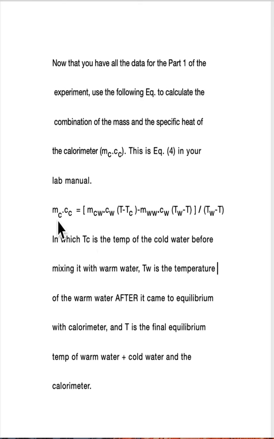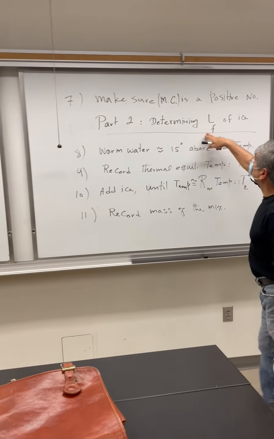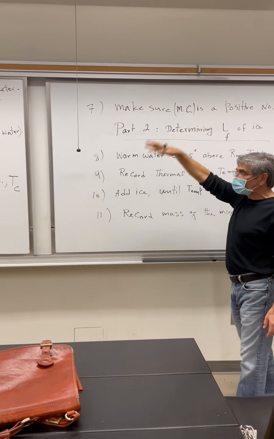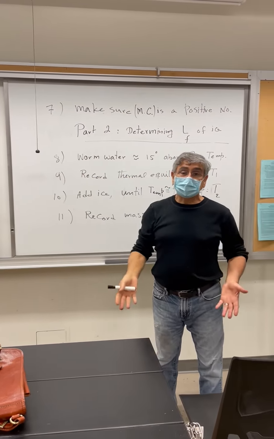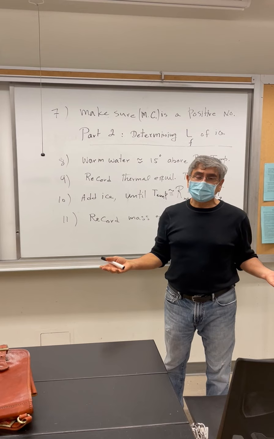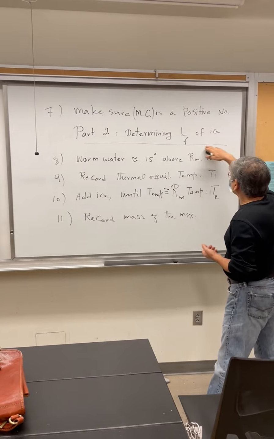And so now that you have calculated MC times CC, you're ready to continue with the second part of the experiment, which is finding the latent heat of fusion of ice. So let's continue with that. In here, part 2. Oh, by the way, we have to make sure that MC times CC that we calculate from the previous stage is positive. Because if it's not positive, that means there was too much heat transfer to outside, and we have to repeat the experiment. Once we did that, now we're going to go and find LF.